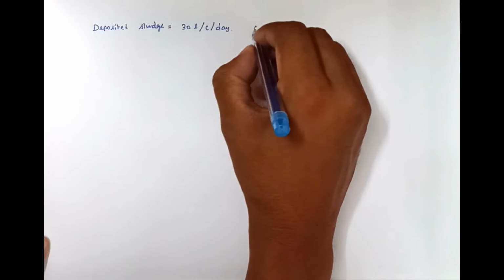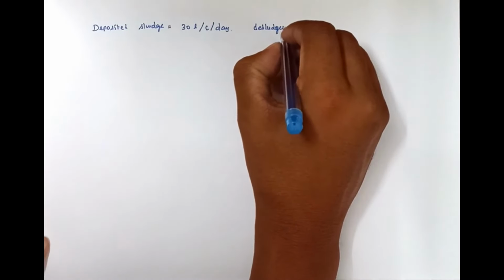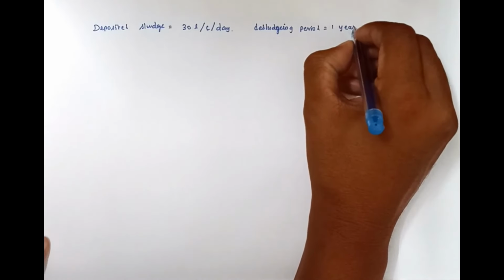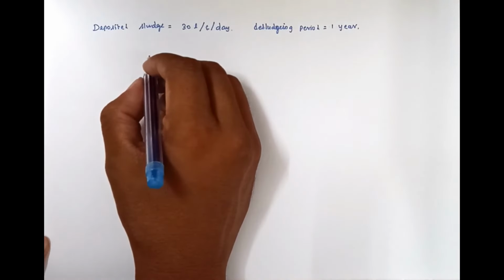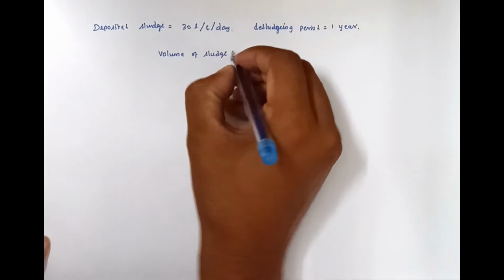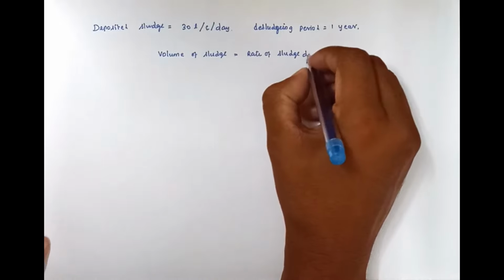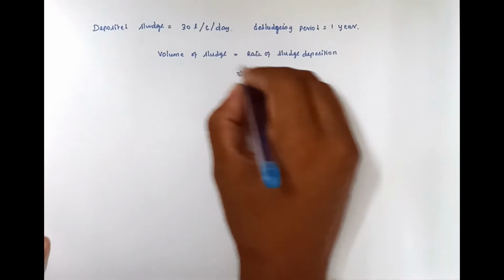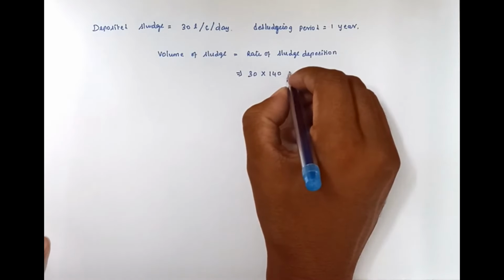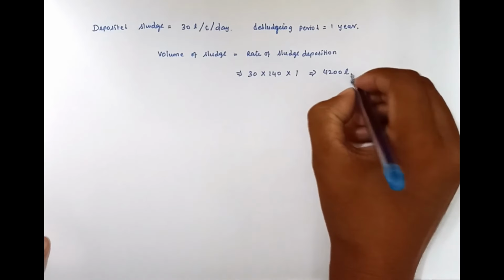We know the cleaning period, the desludging period, is 1 year, it's given. Now the volume of sludge is the rate of sludge deposition: 30 into the population of 140 into 1 year, which is 1. So the total is 4200 liters.